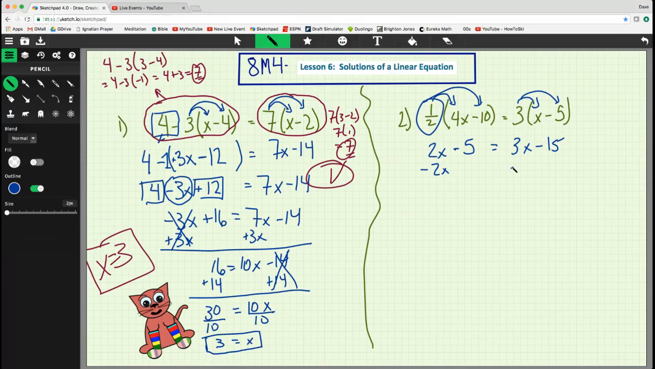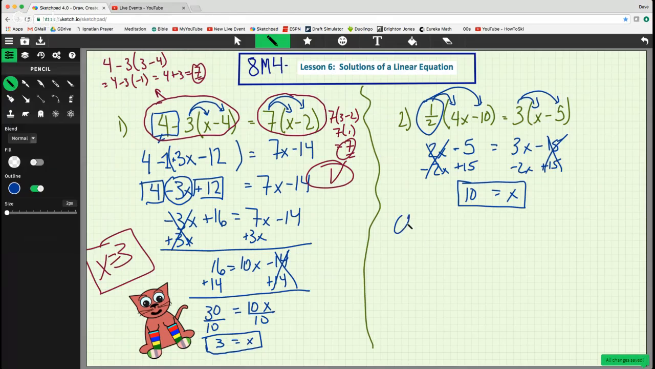Subtract 2x from both sides and add 15. Let's do these at the same time. Watch this. We can add -2x plus 15 to both sides and do our simplification step all at once. Those cancel, add down. Positive 15, -5 is a positive 10. 3x and -2x is x. X equals 10 is our answer.